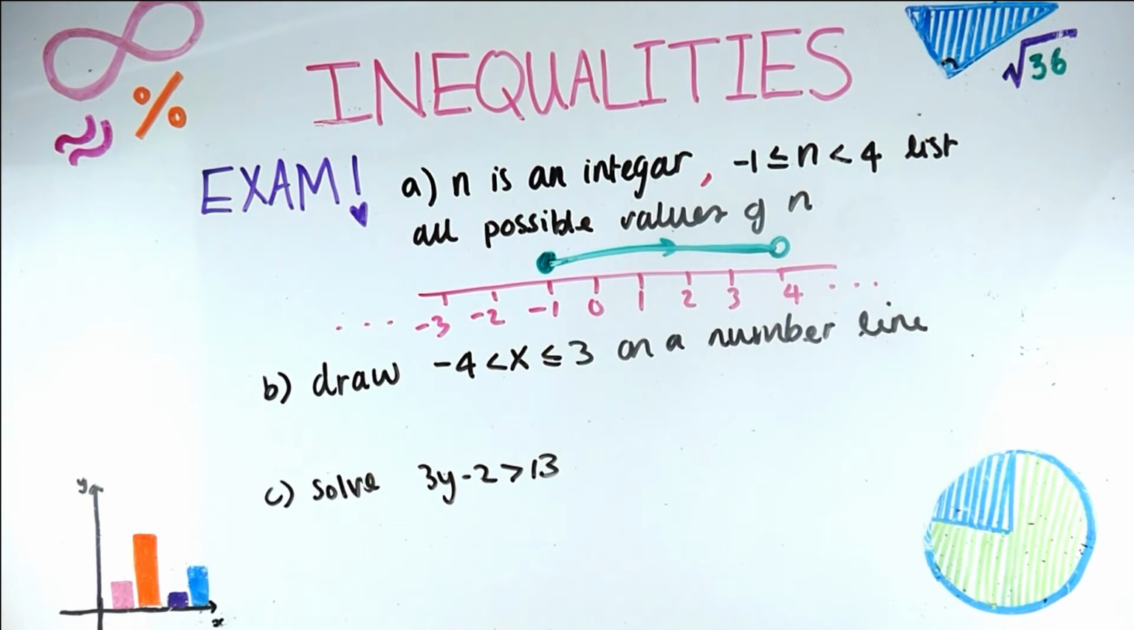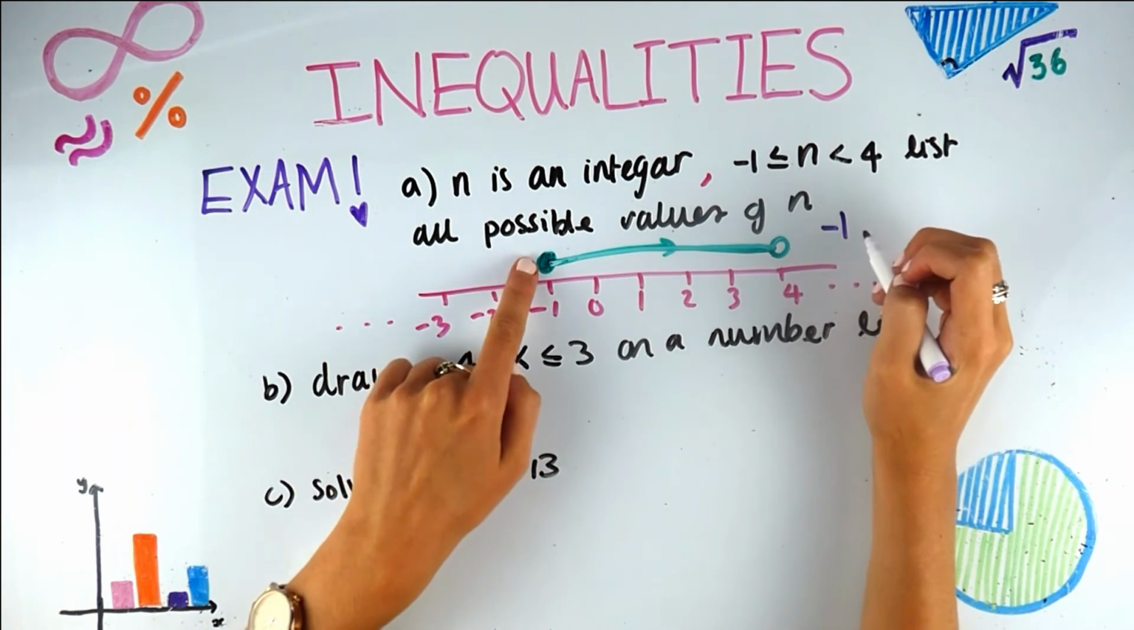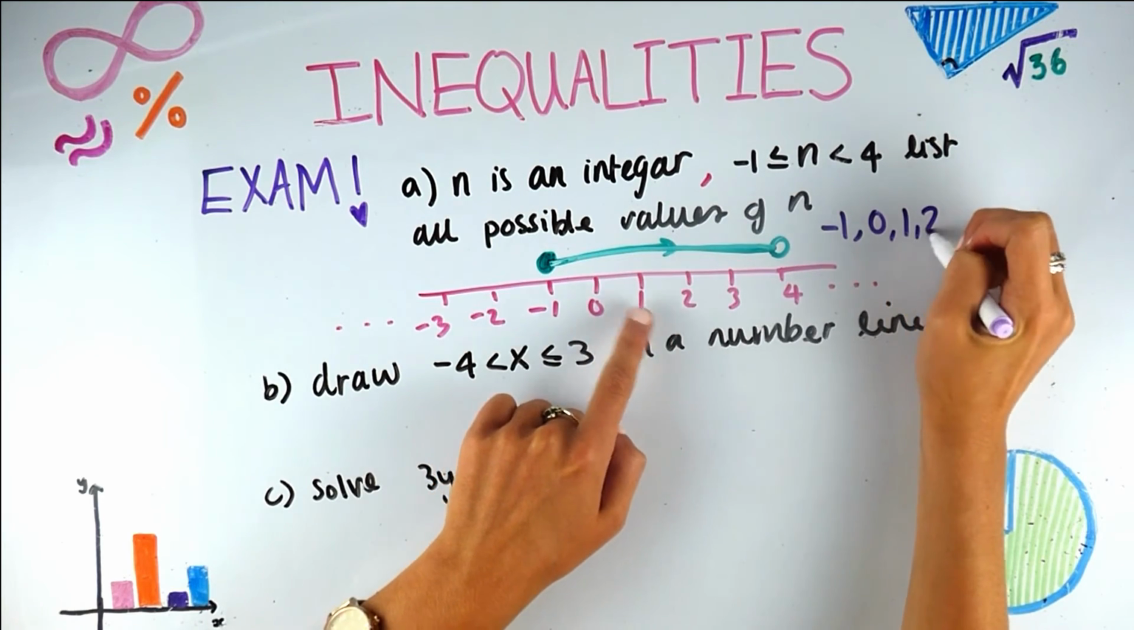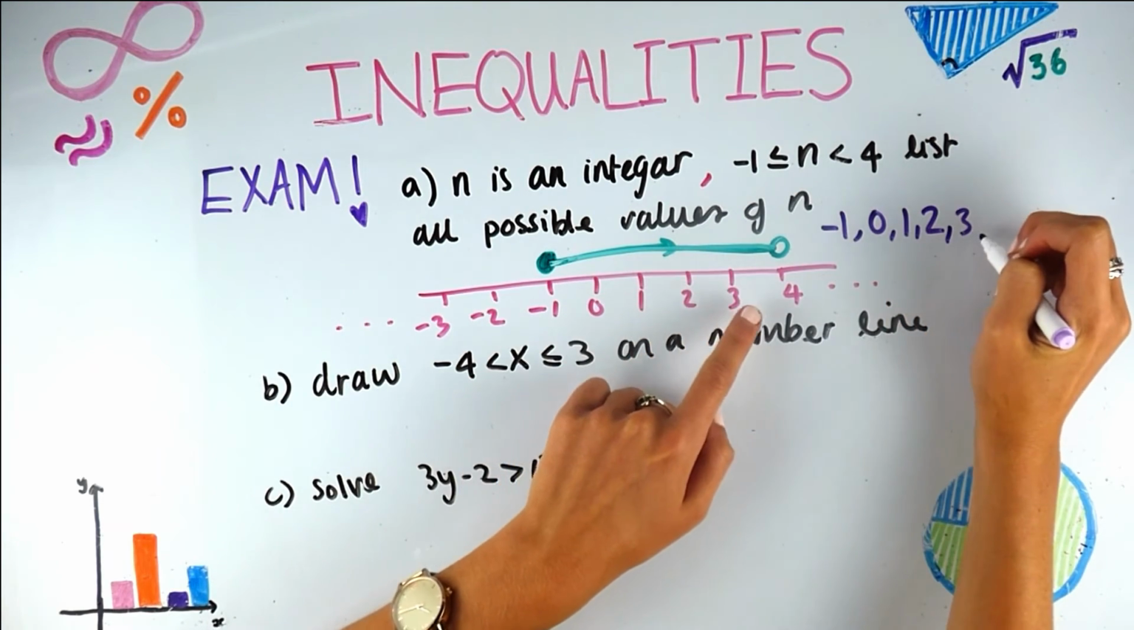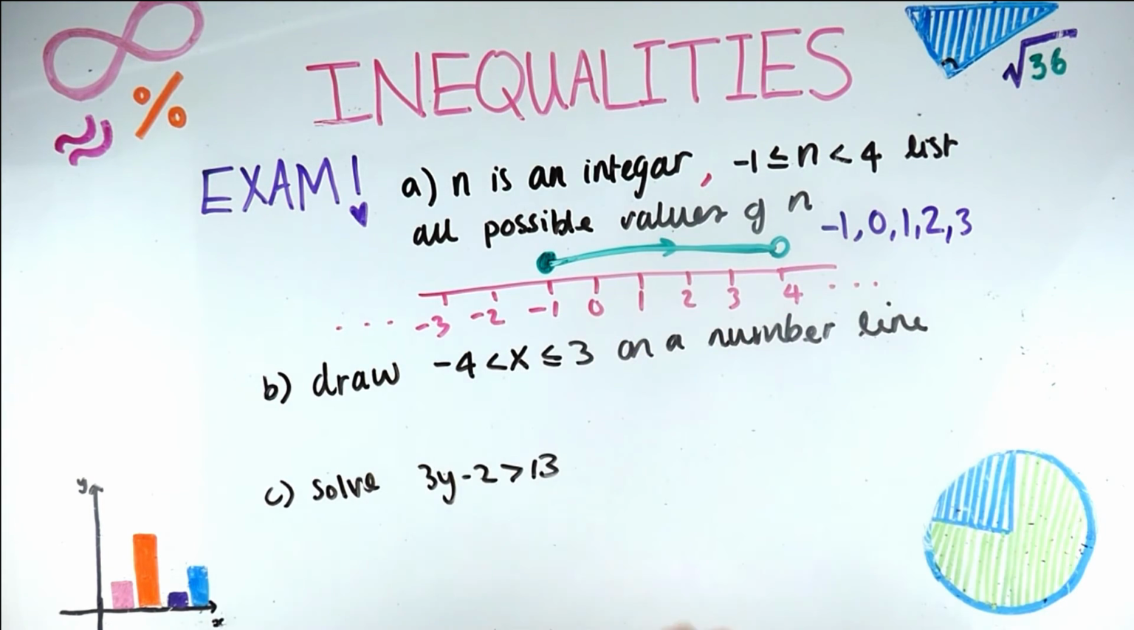So now we need to list all the possible values. That isn't good enough. So starting here, can it be -1? Yes, it can because the circle is filled in. It can also be 0, or 1, or 2, or 3. Careful here, so can it take 4? No, because the circle is empty. Don't have to draw it out, but it's helpful.